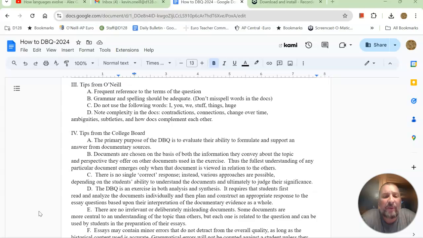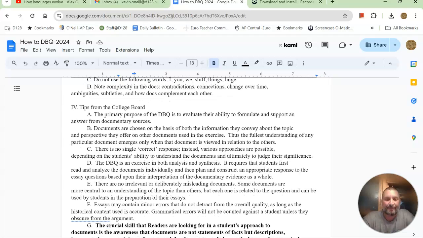Don't ever use the following words in an essay: I, you, we, stuff, things are huge. You just sound unprofessional. Don't. And then note complexity in the documents. Do some documents contradict each other? Do they show change over time? The documents will always be in chronological order. Is something different from the beginning to the end? Are there ambiguities? Are there subtleties? How do documents complement each other? Does one document counter the other one? Is it a direct response to the other one? Notice these things because that helps you build your argument.